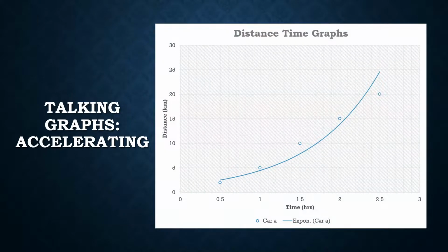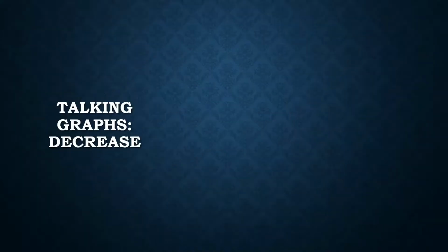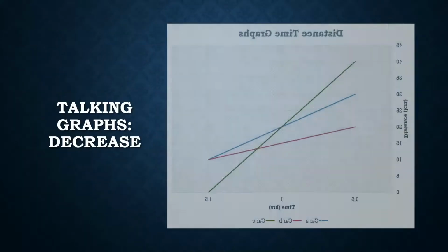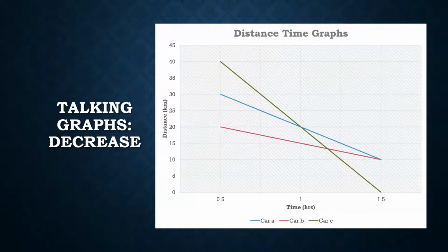All right, in this graph we can see that the time it was taking the car to travel was changing. Okay, and this car's accelerating as it goes. The others are travelling at that steady speed. This car is increasing its speed as it goes. Decreasing. Okay, so these are decreasing, so we say a decrease.